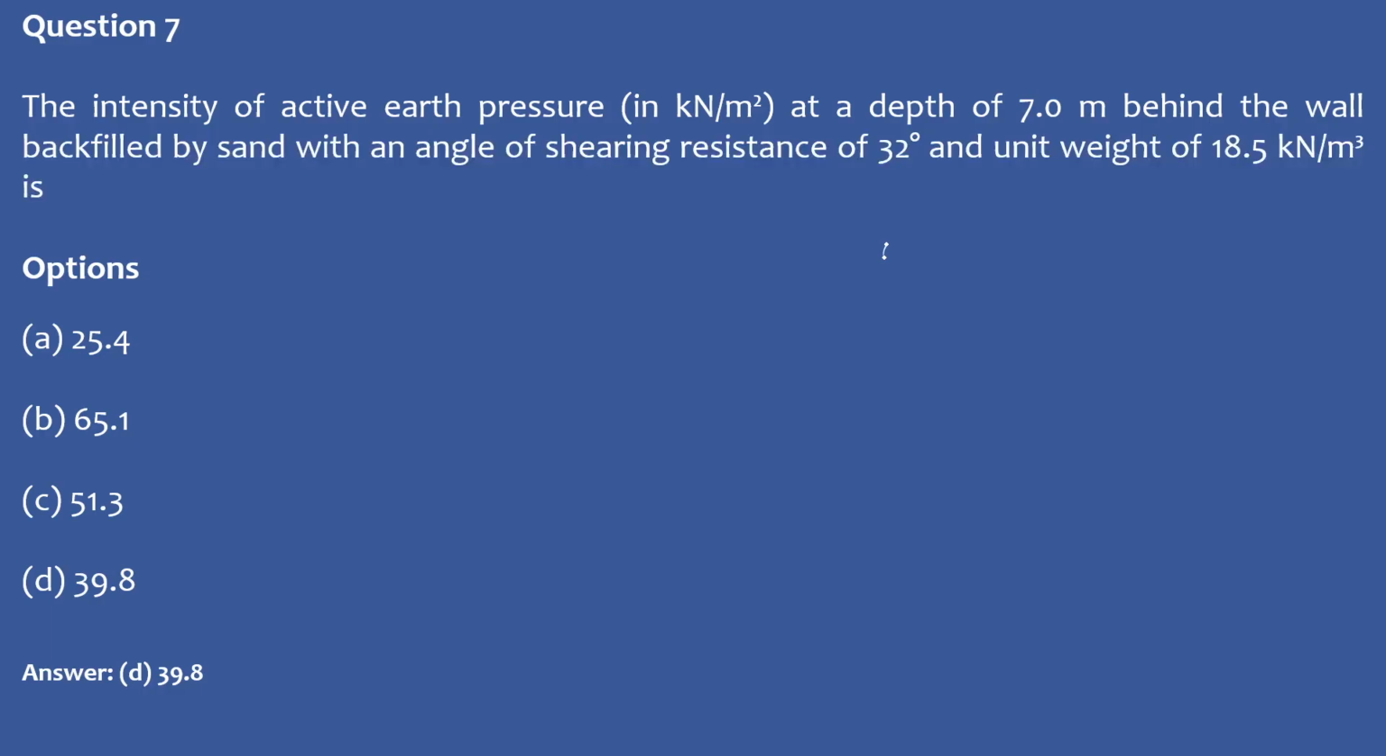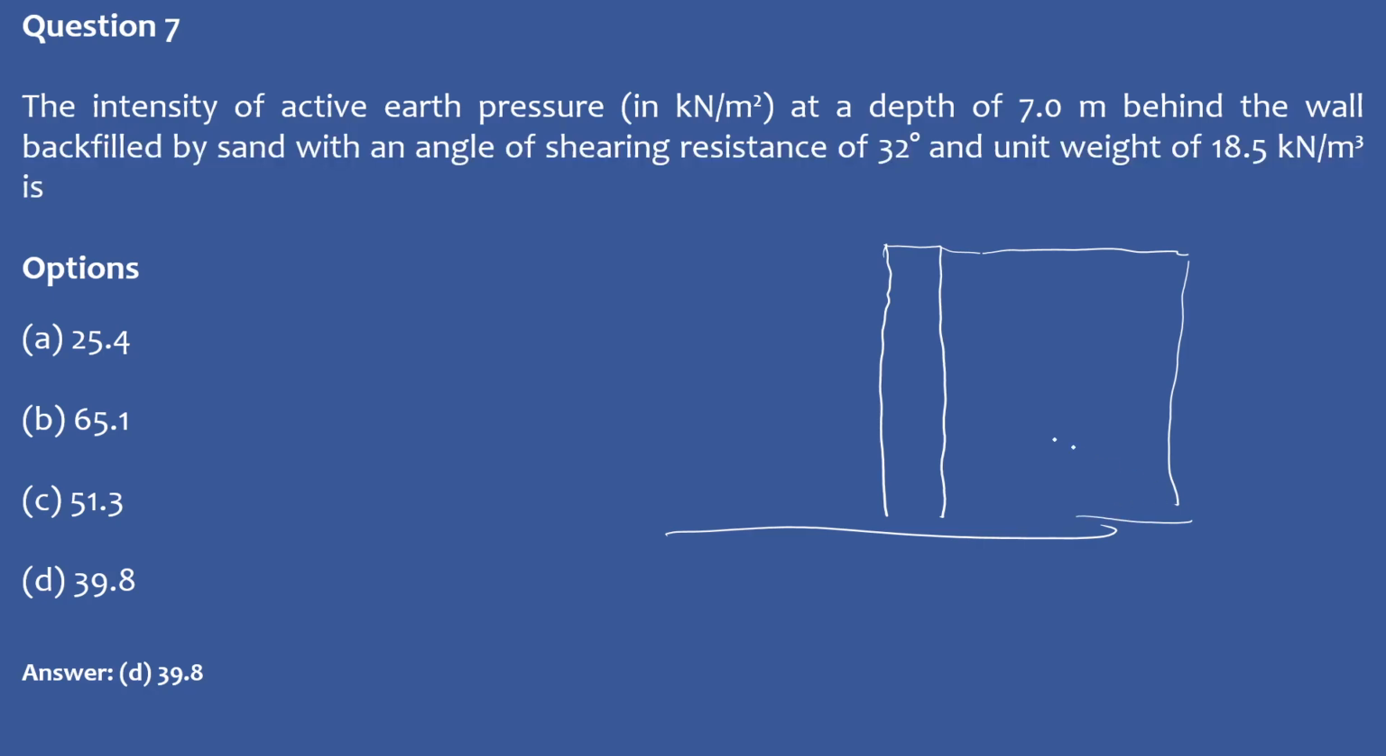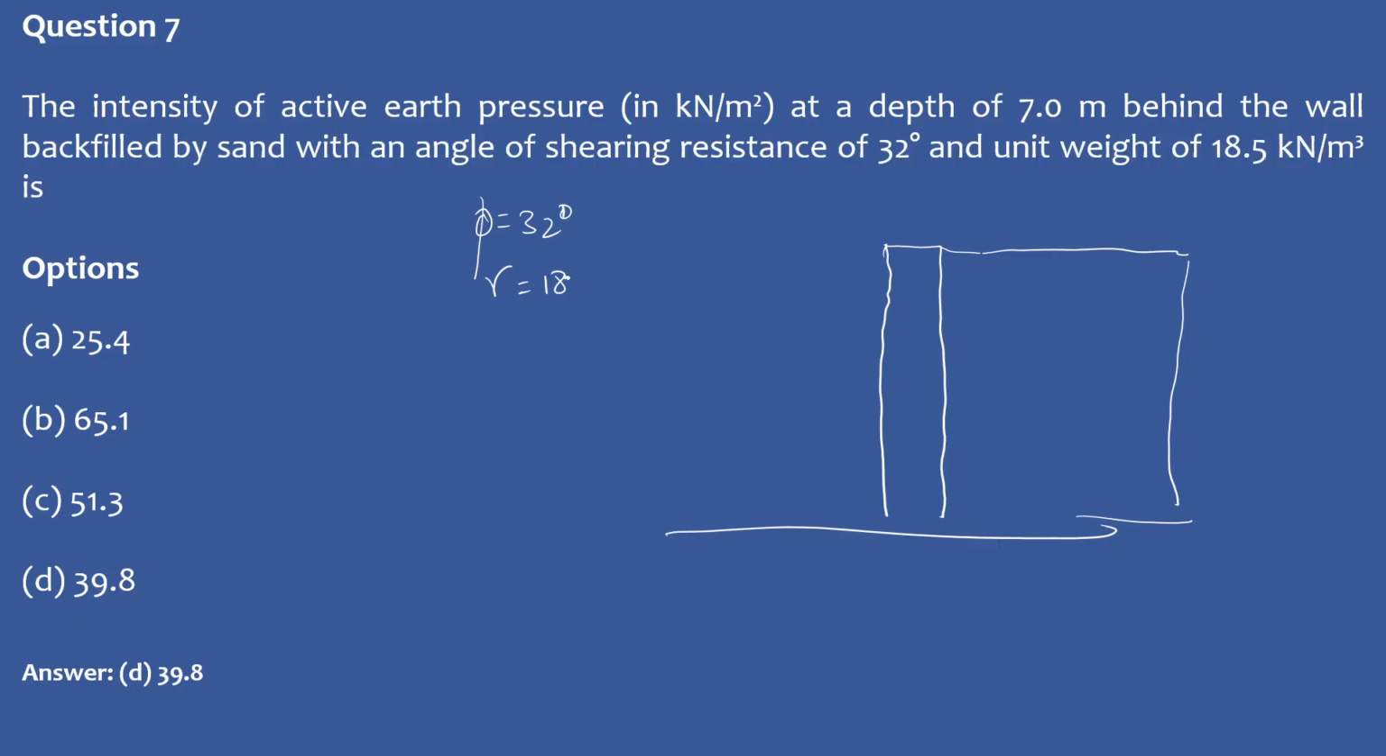What has been given in the question? You have a certain wall, backfilled by sand. This soil matrix is sand, the phi value is 32 degree, and the unit weight is gamma equals 18.5 kilonewton per meter cube. You have been asked to calculate the active earth pressure at a depth of 7 meter behind the wall.